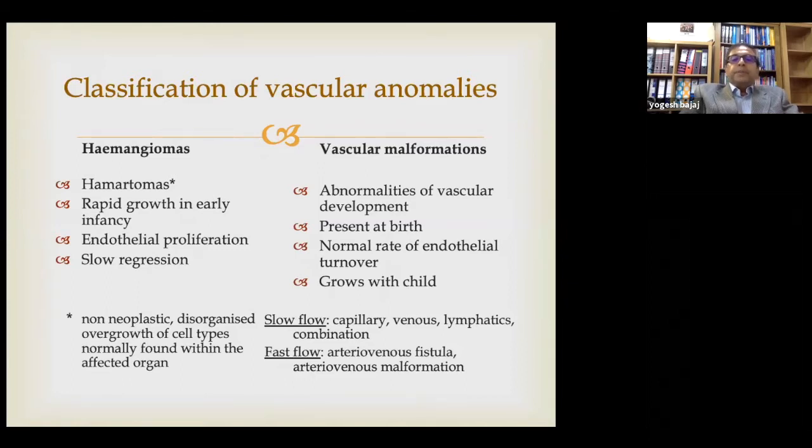Hemangiomas have rapid growth in early infancy and ultimately slowly regress. And hemangiomas are almost never present at birth. On the other hand, vascular malformations are just abnormalities of the vascular development. They are present at birth. They grow with the child and will never disappear. And you can divide these vascular malformations into slow flow and fast flow.